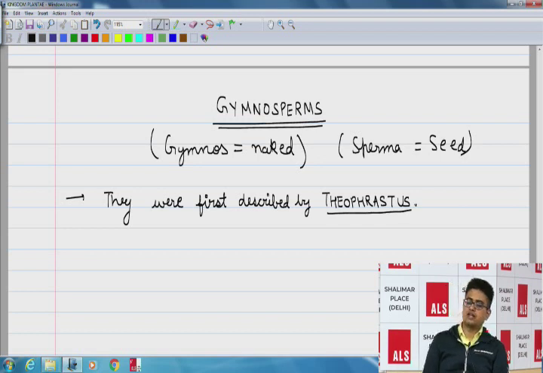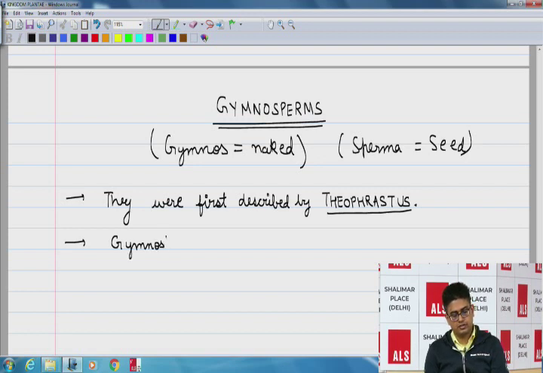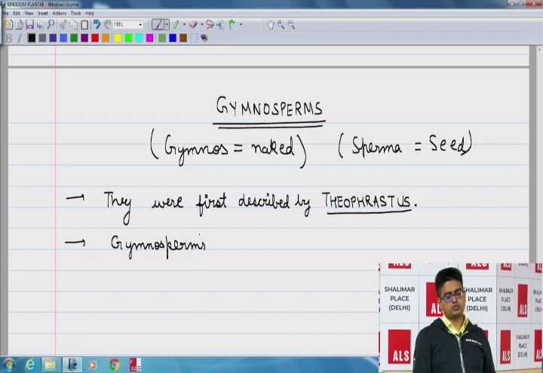Theophrastus is also called the father of botany. Gymnosperms represent a very small group of living plants. Previously they were dominant, but later on they were fully replaced by angiosperms.